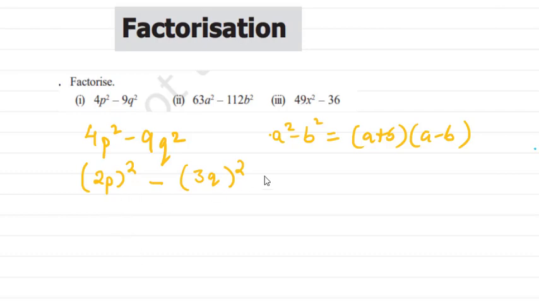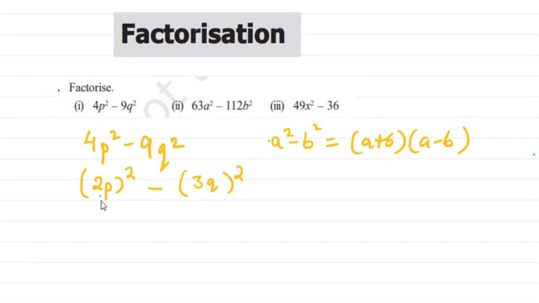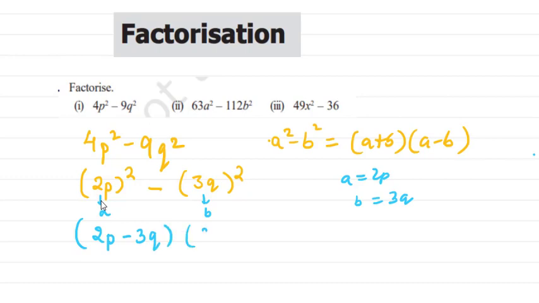So now here you see your a is this, and this is your b. So here a is 2p and your b is 3q. So you can easily write it now. The answer will be 2p minus 3q and 2p plus 3q. And you can write in brackets that using this a square minus b square equals to a plus b, a minus b. So these will be the factors here.